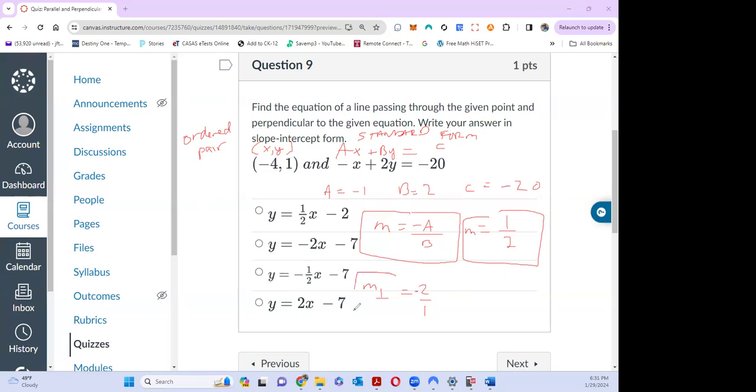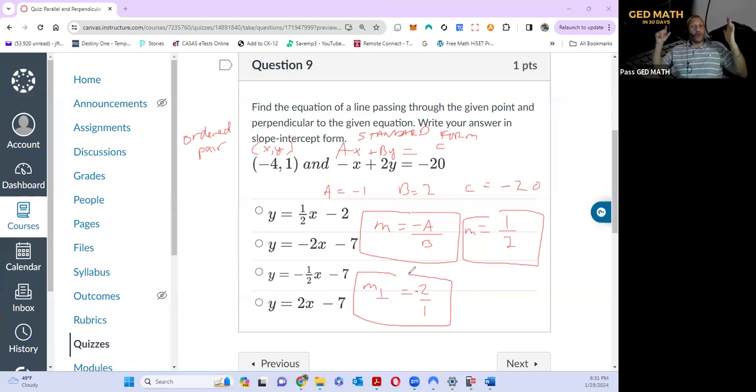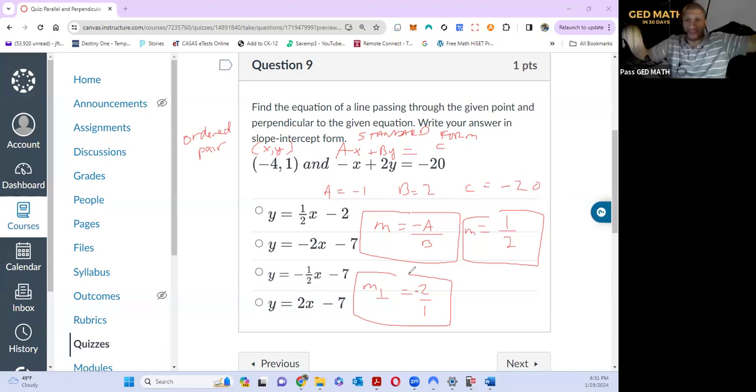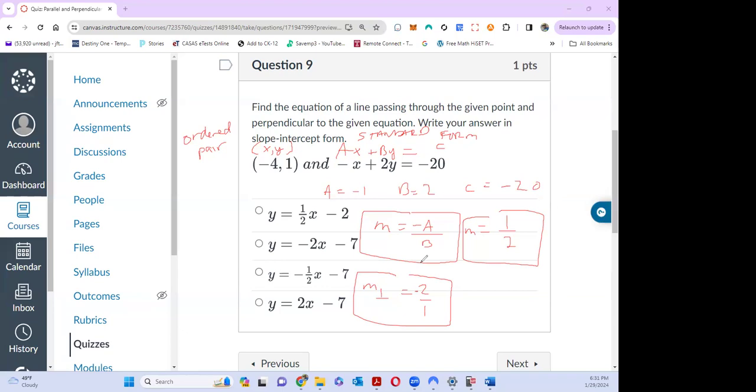So again, you got to understand that we're first figuring out the slope of the equation that they give us. Then you're finding the slope of either the parallel or perpendicular line.